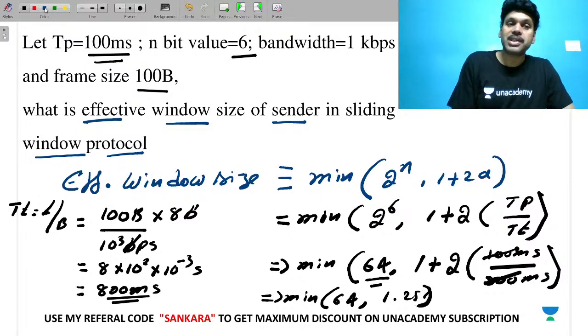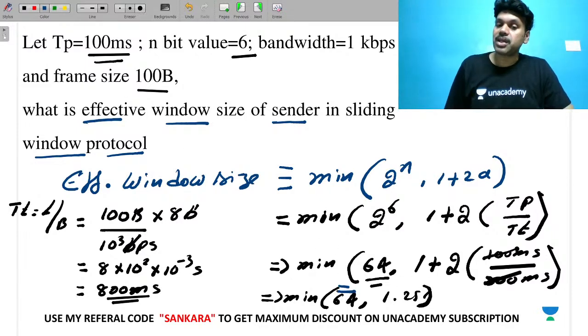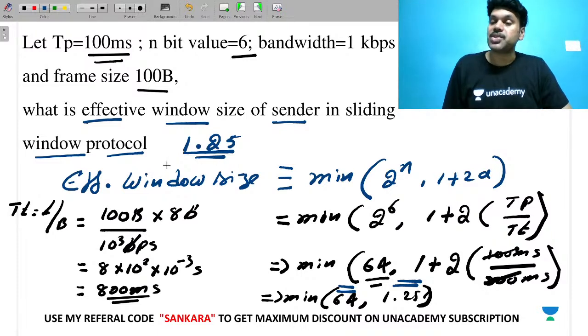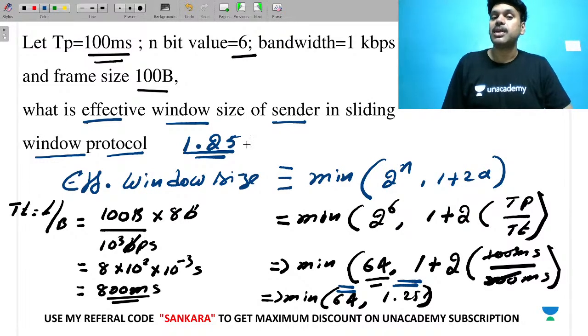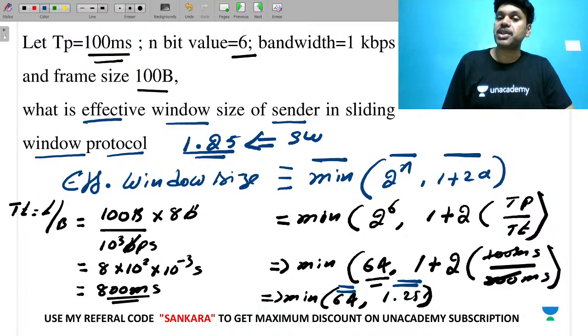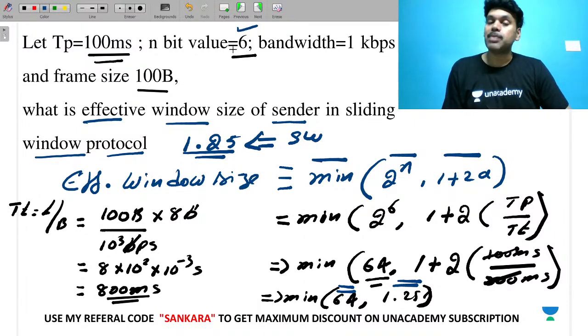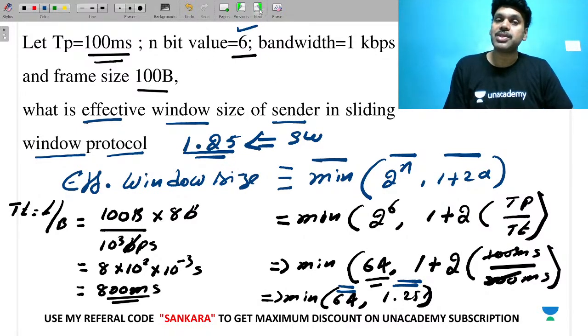So your answer is according to that. You cannot send 64, you need to send only how much? 1.25. What is the meaning of 1.25? Sender can send 1.25 frames at a time. That's the meaning of sender window size. According to this, we are following effective window size. Because your n value is given this much and TP value is given this much, after calculation we are going to consider the minimum.